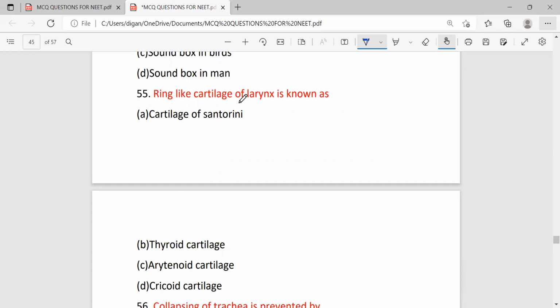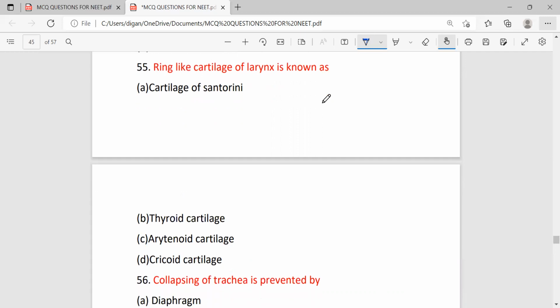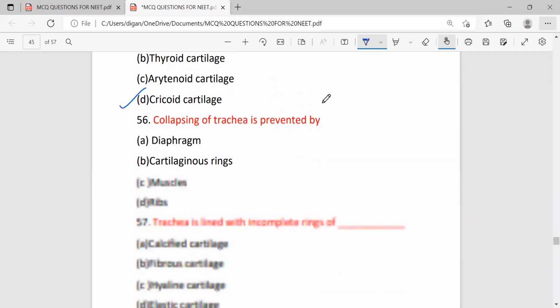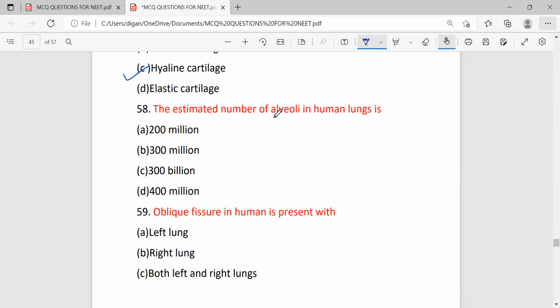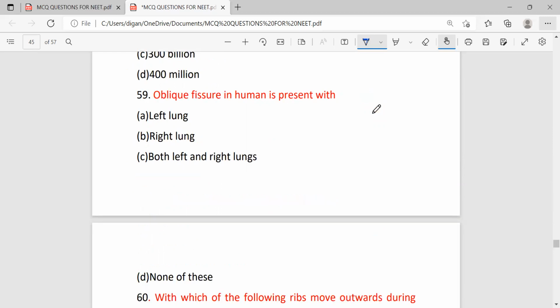Ring-like cartilage of larynx is known as, for 55, correct option is D, cricoid cartilage. Next, 56, collapsing of trachea is prevented by, option number B, cartilaginous ring. Trachea is lined with incomplete ring of C, hyaline cartilage. The estimated number of alveoli in human lungs is, option is B, 300 million.